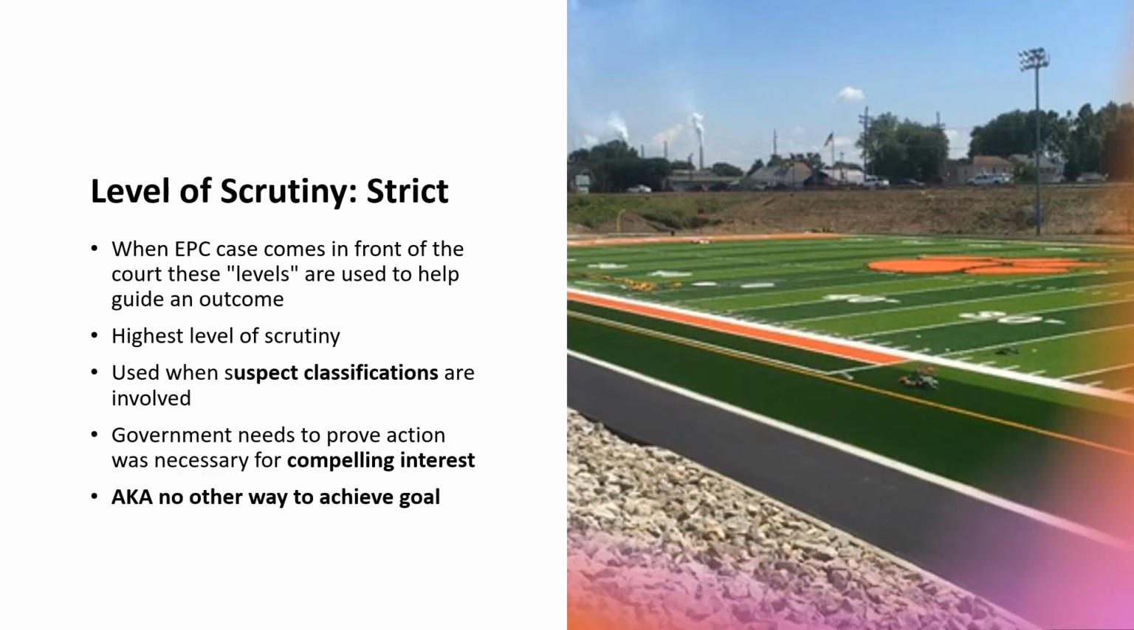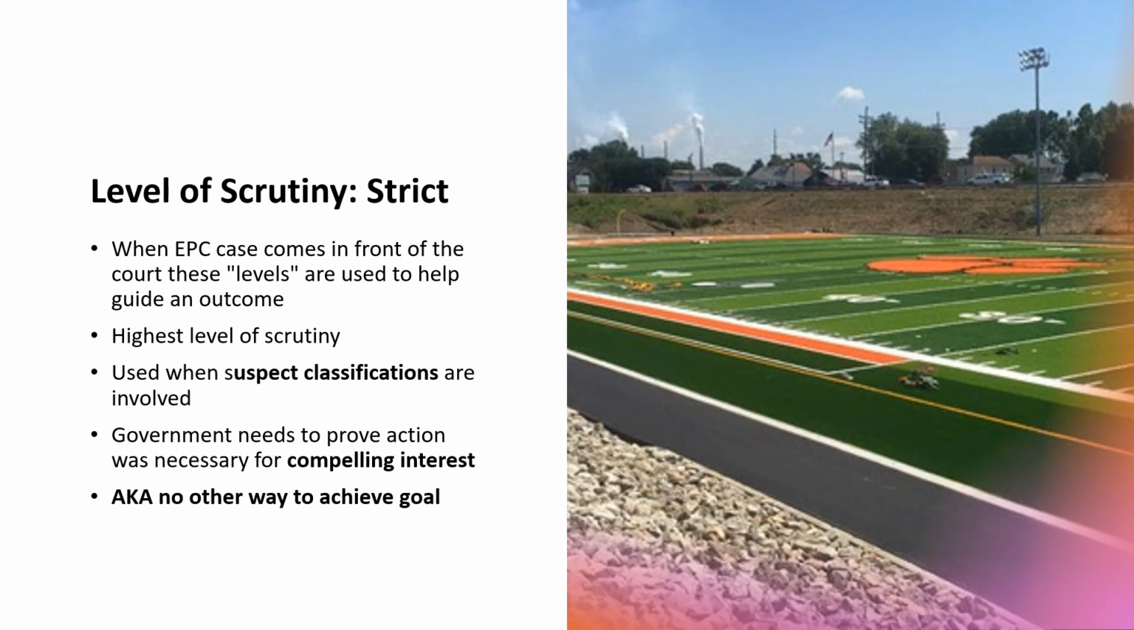When an equal protection case comes in front of the court, there are 3 levels that the court can apply to help guide an outcome. Strict is the highest level of scrutiny. It's generally used when suspect classifications like race and national origin are involved. So when a person brings a lawsuit before the court and is claiming that they were discriminated against and their equal protection rights violated because of their race, this is the level that the court would use.